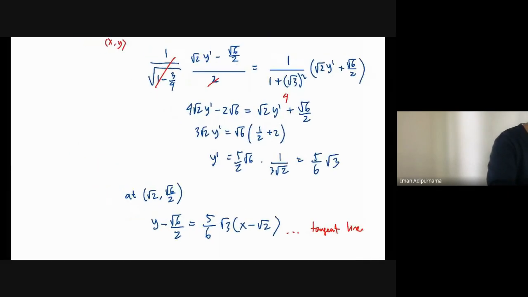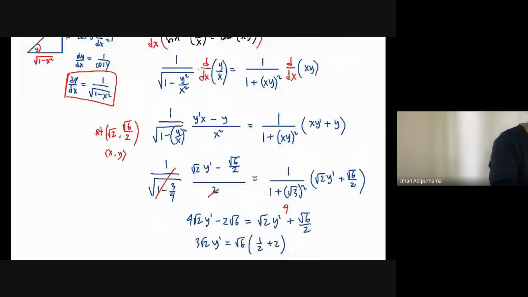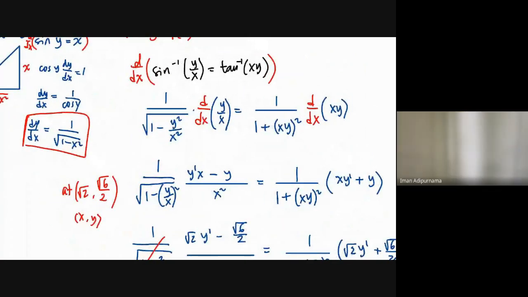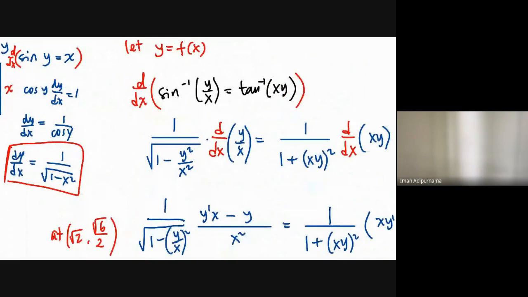Okay. So I think the important thing here is the technique for the implicit. Every time you have the y, don't forget that deriving y becomes y prime. If it's just x, it just becomes one, right? But y should have a y prime. So for example, the regular derivative of sine inverse, if it is just x, would be 1 over square root of 1 minus x squared.